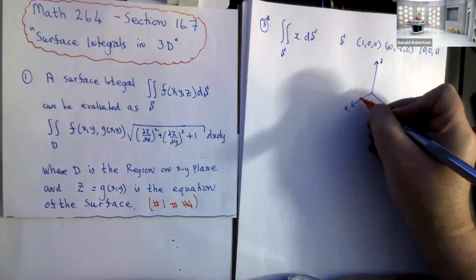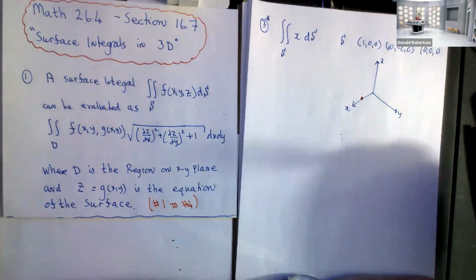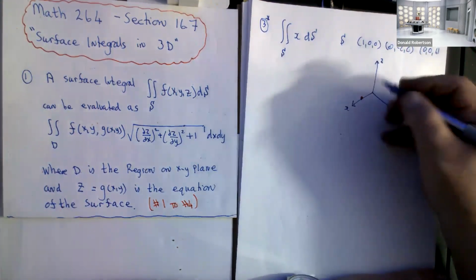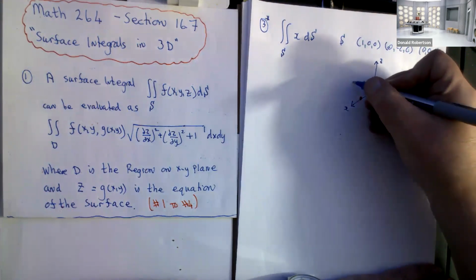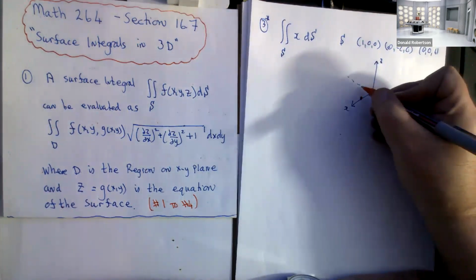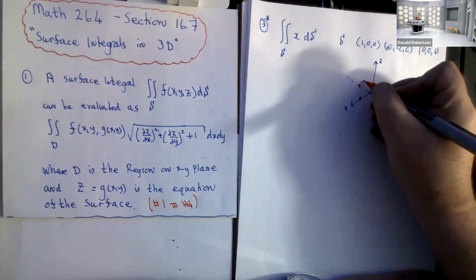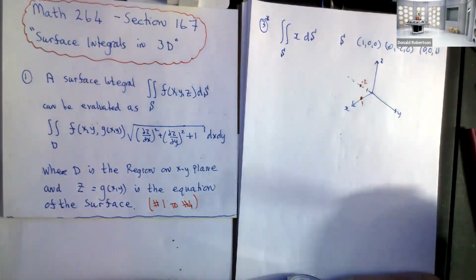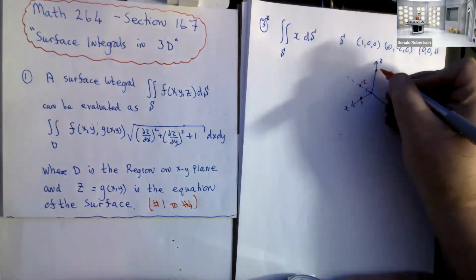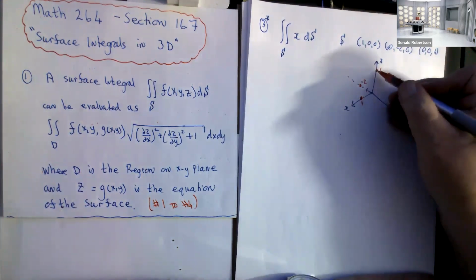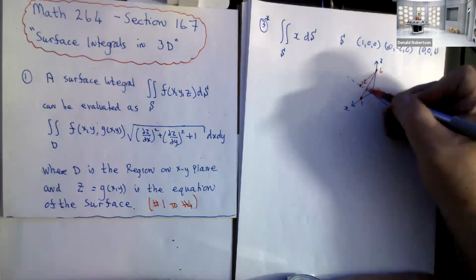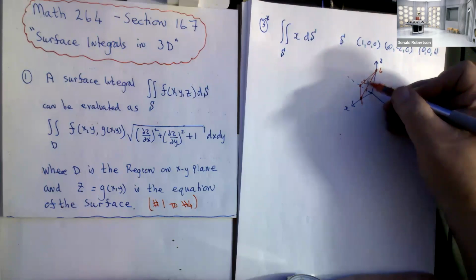1, 0, 0 is here. 0, 0, negative 2 would actually be over here. And 0, 0, 6 would say be up here. And so they're talking about this surface here.